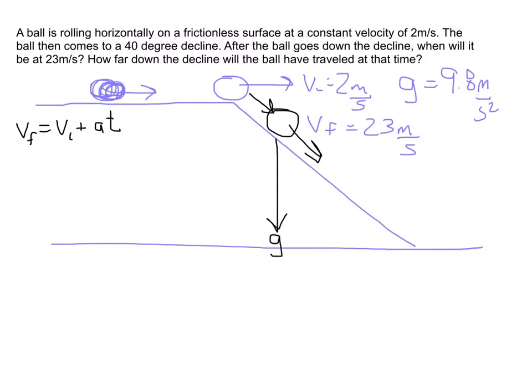So the way we do this is we use our vectors. And you recognize we get a 90-degree angle here. And remember, we're told that the decline is at 40 degrees. So that's this right here. This is our theta, and our theta is equal to 40 degrees.